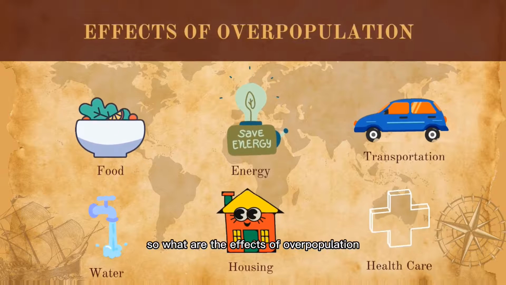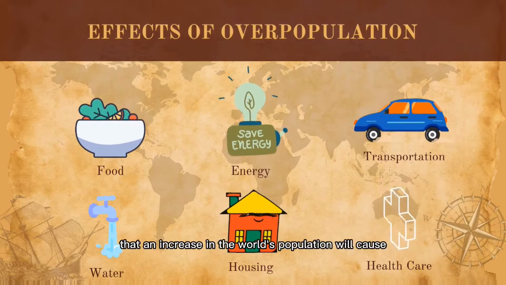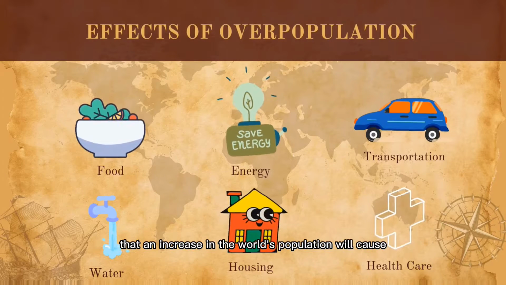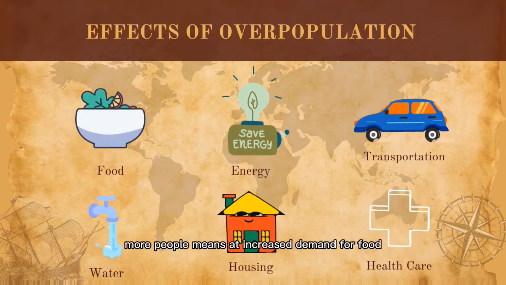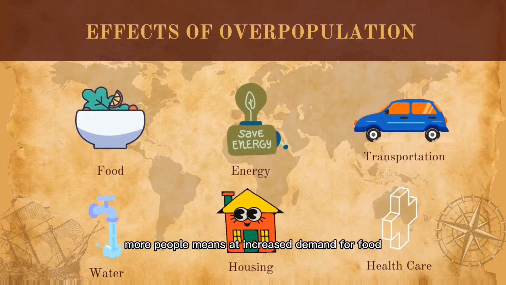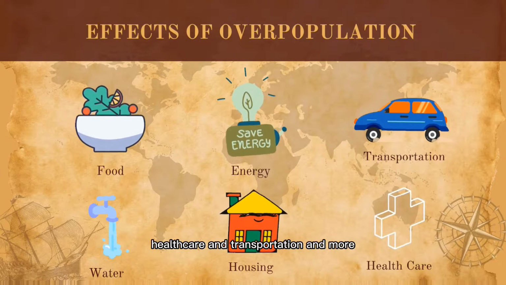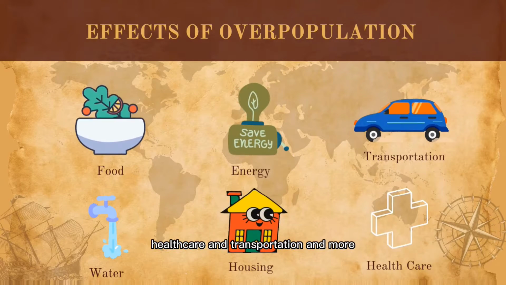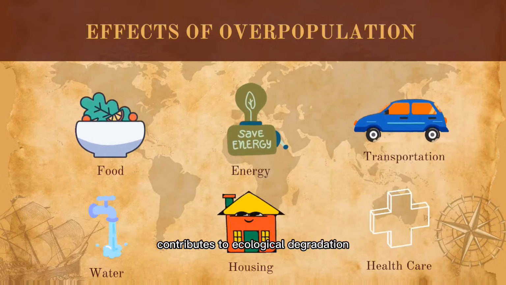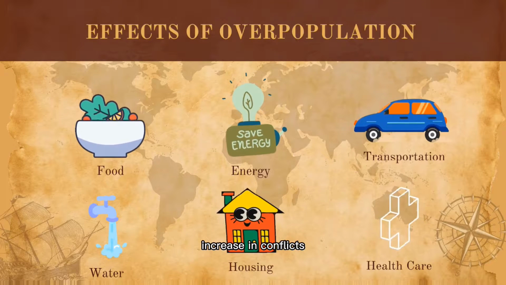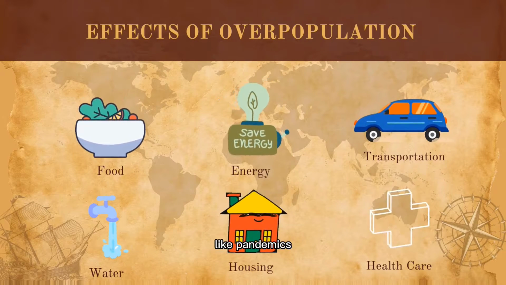So what are the effects of overpopulation? It is only logical that an increase in the world's population will cause additional strains on our resources. More people means an increased demand for food, water, housing, energy, healthcare, transportation, and more. And all that consumption contributes to ecological degradation, an increase in conflicts, and a higher risk of large-scale disasters like pandemics.